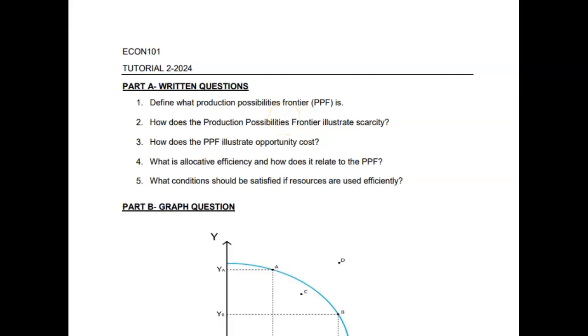In this video, I'm going to do tutorial 1 for Econ 101. So let's get to it. The first question is, define what the PPF, also known as a production possibilities frontier, is.